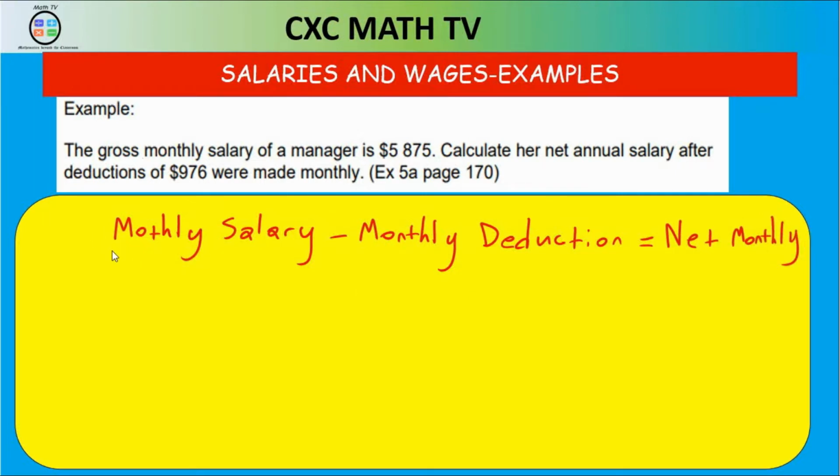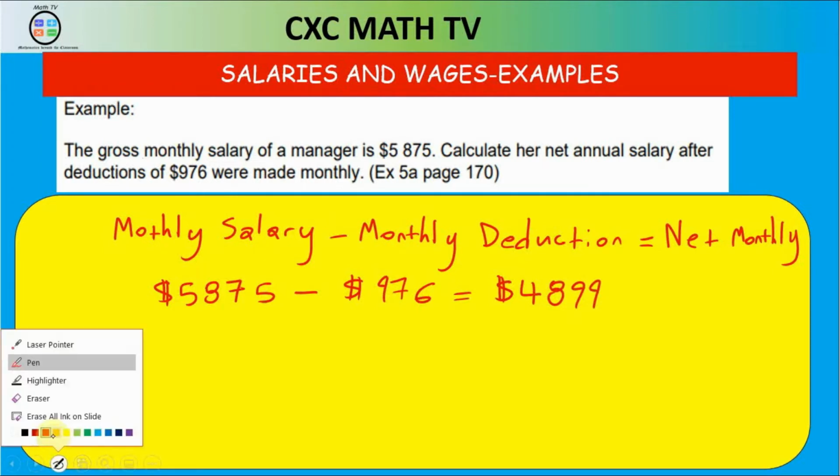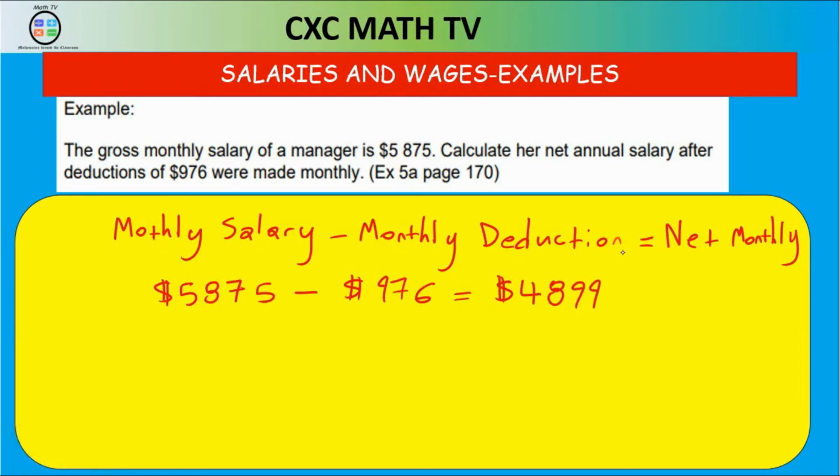So let's do that. So of course her monthly salary, 5,875, and then we subtract the monthly deduction of 976. So we do our subtraction, 5,875 minus 976, that gives us 4,899, and that 4,899, as we said, that is now her net monthly salary. So that's how much you get paid really and truly. That's how much money she actually gets.